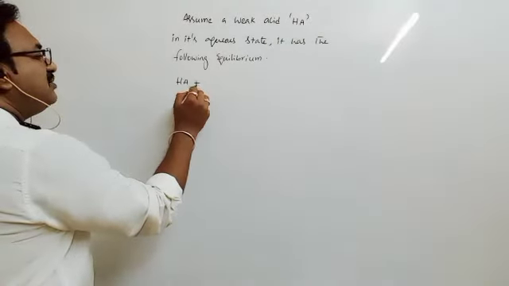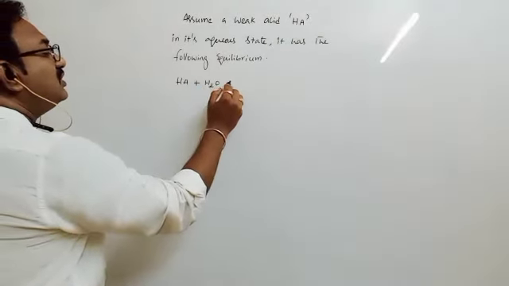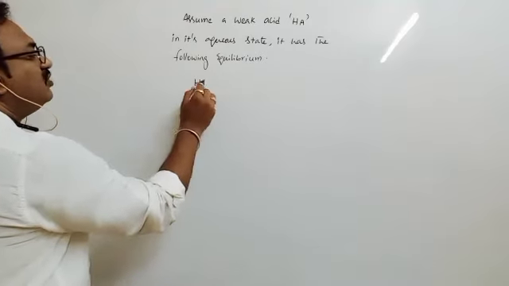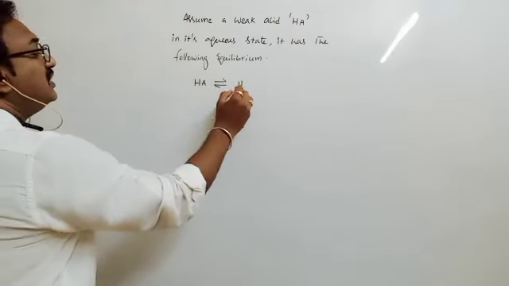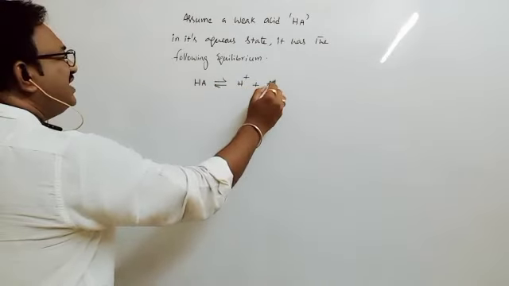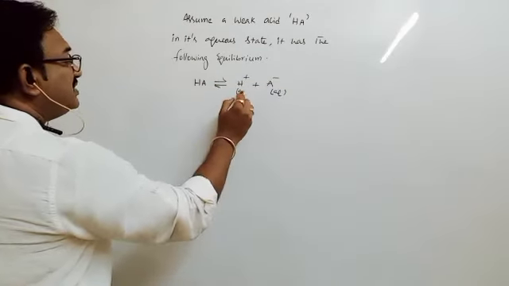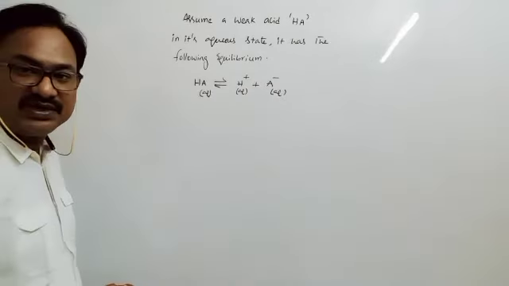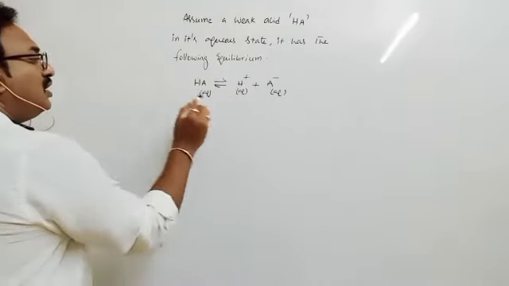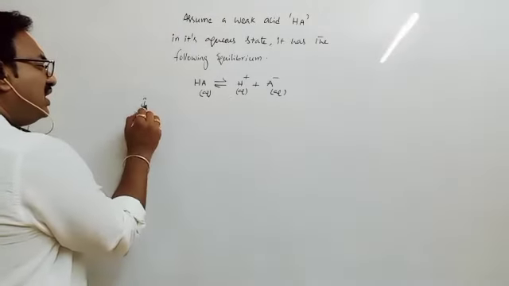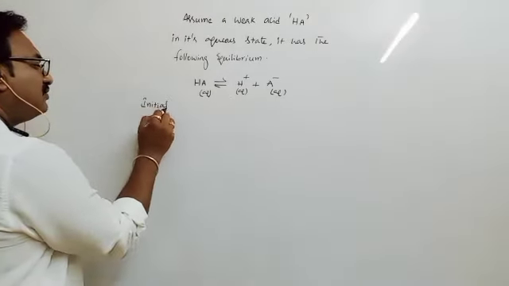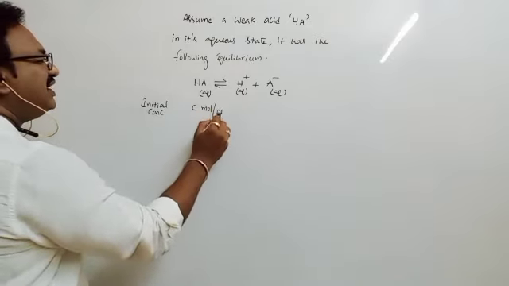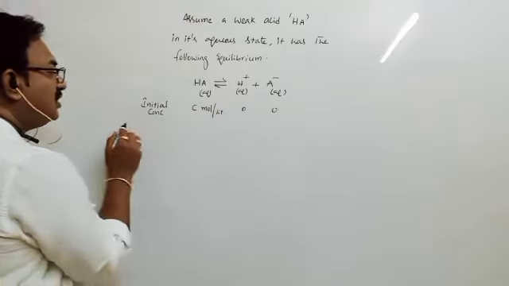HA in aqueous state gives rise to H plus aqueous and A minus aqueous. Now let me go through the initial concentration. Let me take HA as C moles per liter, and the others as 0 and 0.